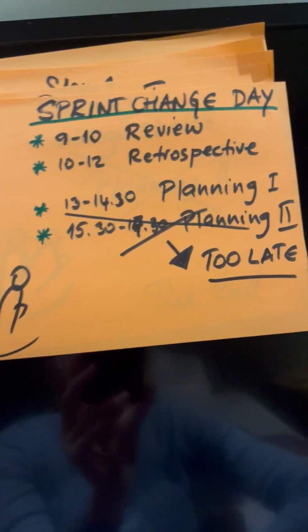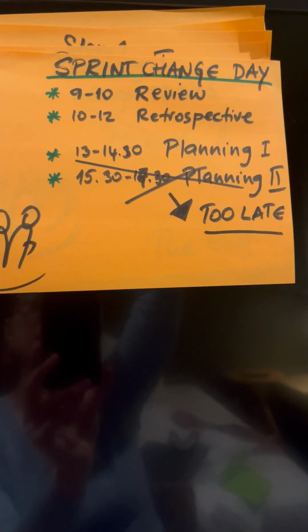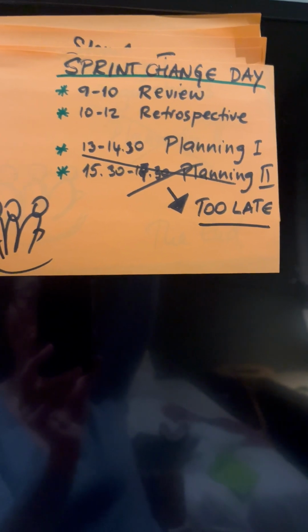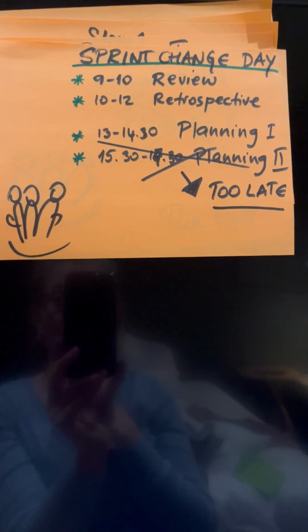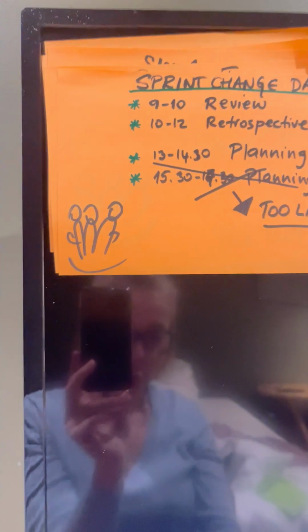And my last favorite is that the development team has a very long sprint change day. Their day starts sometime at 9 in the morning with a review with the customer, then from 10 to 12 there's a retrospective, and then after lunch around 1 to 2:30 is Planning 1. Then Planning 2 is planned around 3:30 to 5:30. By this time, half of the team has already gone home because half of them are early risers. Then you only have half a team to do Planning 2 with, and they realize this themselves, which makes them just say, okay, let's skip Planning 2 altogether if it's not necessary, and they just start working on the new sprint.